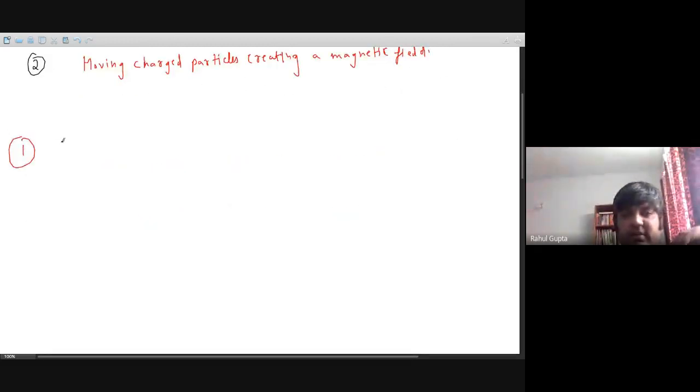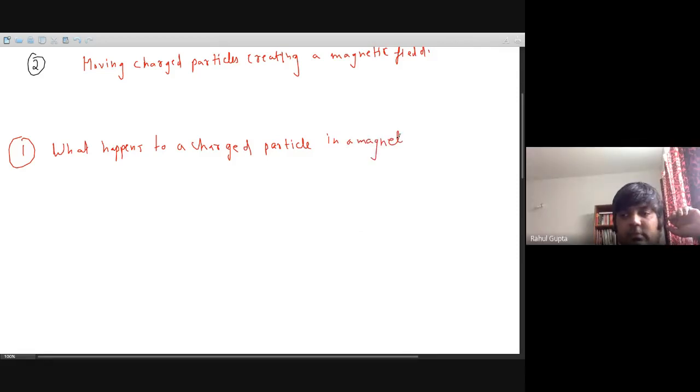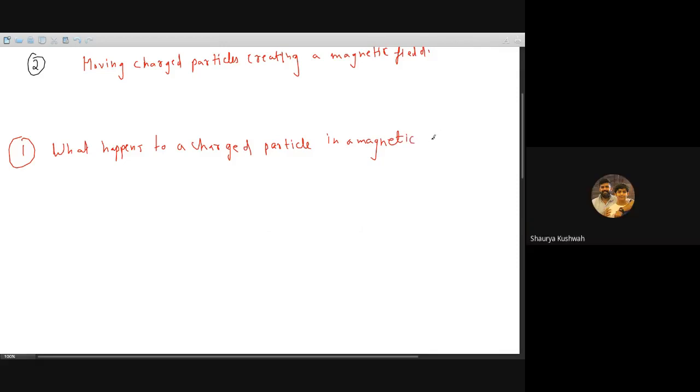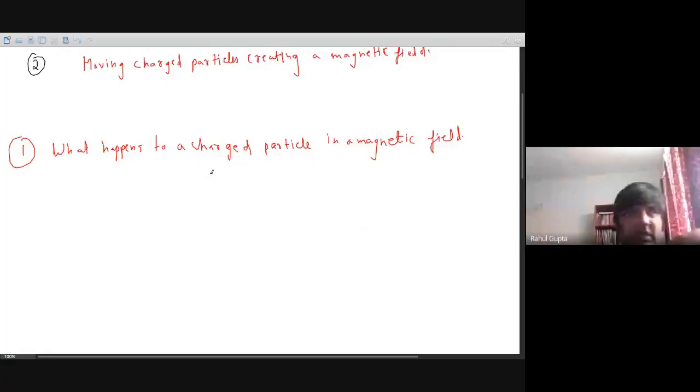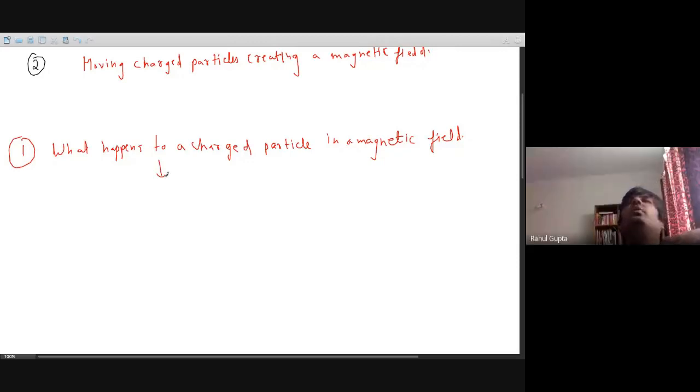So first thing, you only tell me, what happens to a charged particle in a magnetic field? Shaurya: It will experience a force. All the time? Well, not necessarily. If it's perpendicular. Okay, what else? It undergoes circular motion, if I'm not wrong, right? If it enters into a magnetic field.